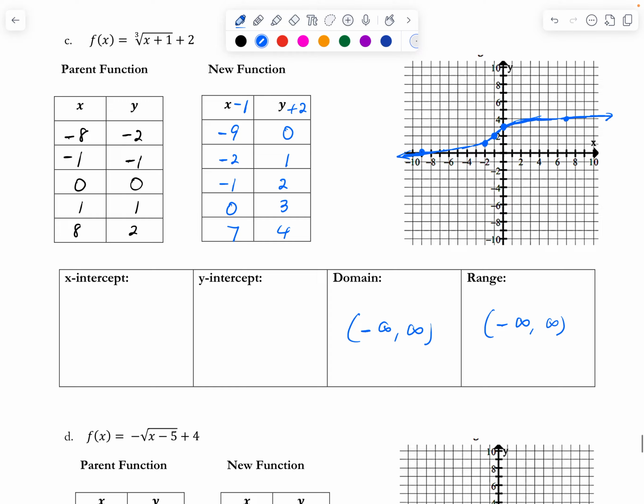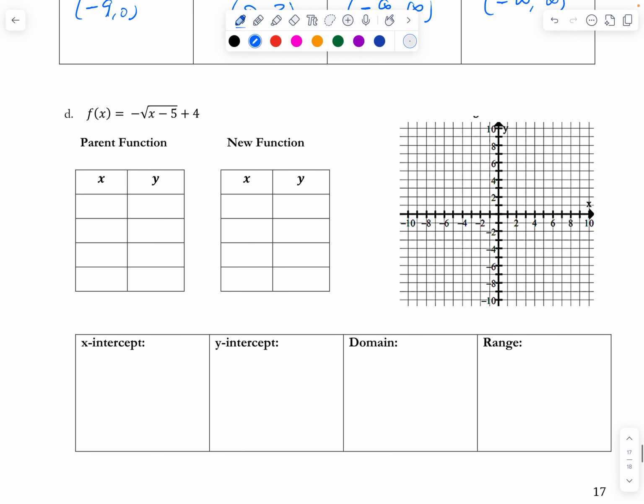Let's see. Oh, nice. My x-intercept is in the table. Same with my y-intercept. That worked out nicely. All right, last one. Back to square root. So I have 0, 1, 4, 9. 0, 1, 2, 3. Okay, I am adding 5 and then doing the opposite of it for that reflection, plus 4. So adding 5.